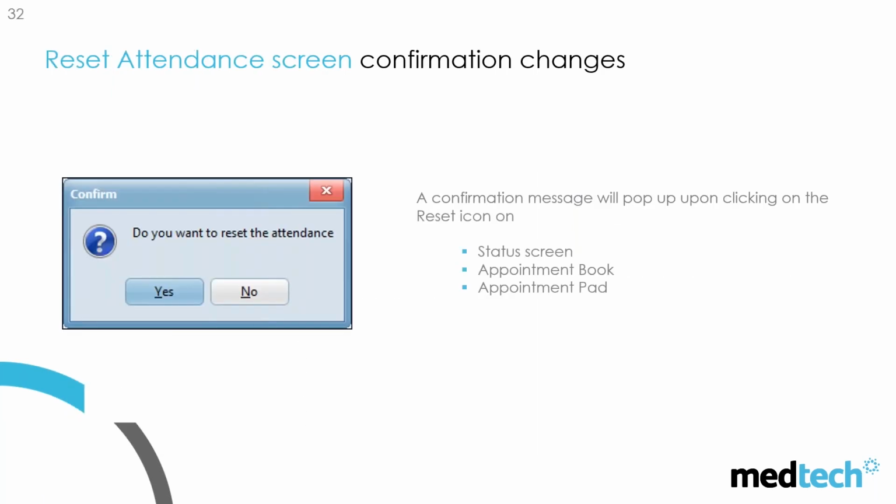Okay, so reset attendance screen confirmation changes. Again, you can see that highlighted across your status screens, appointment books, and pad. Basically, when the user clicks the reset icon in the status screen, the appointment book and pad display a confirmation message. Clicking yes will set the attendance. Clicking no will close the confirmation screen without resetting the attendance.